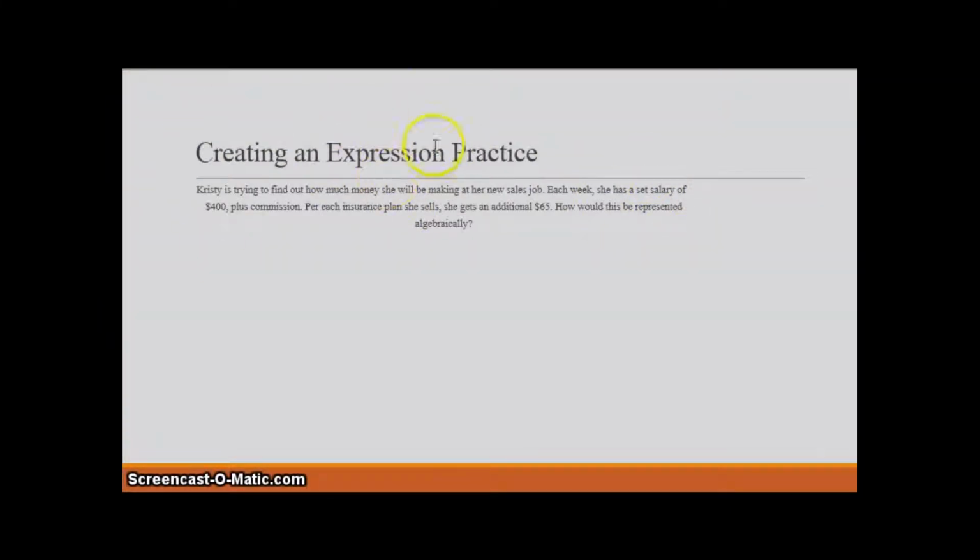Now I want you to pause the video and work on this practice problem and tell me your answer, and then we'll work through it together. So go ahead and pause the video.